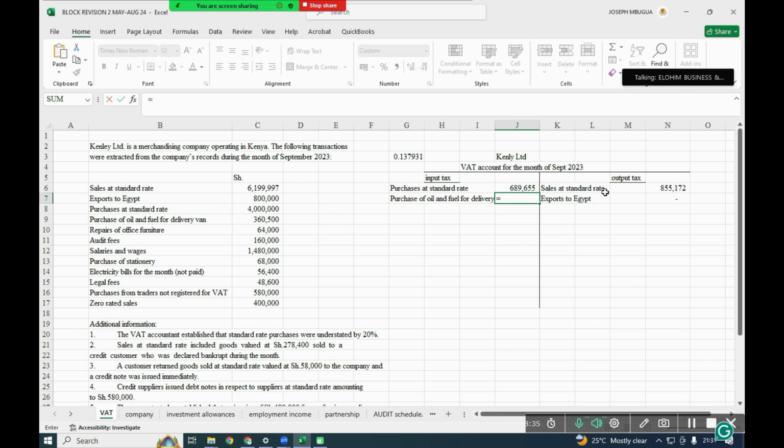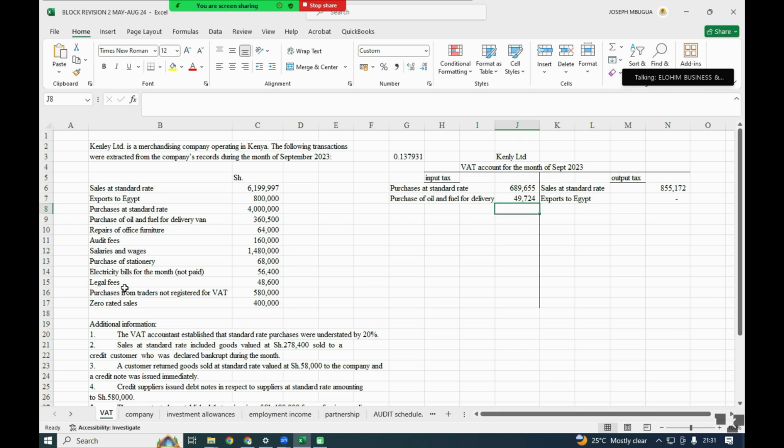Then we have the purchase of oil and fuel for delivery, because it is used for delivery of the items. But we normally say if it is not used for delivery, then it is non-deductible, because there is no way we shall be able to charge that to the customer. It becomes non-deductible. Like the repair of office furniture.